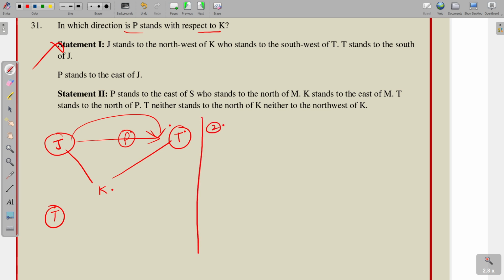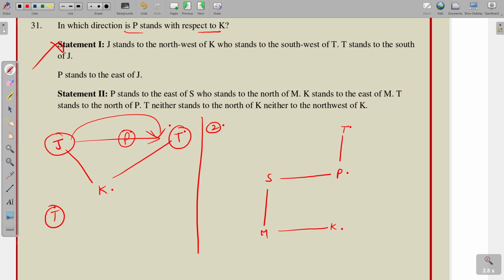Coming to the second one. So P stands to the east of S. So P is the east of S, and S stands to the north of M. So S is the north of M. K stands to the east of M. T stands to the north of P. So T stands to the north of P. T neither stands to the north of K, nor to the northwest of K.